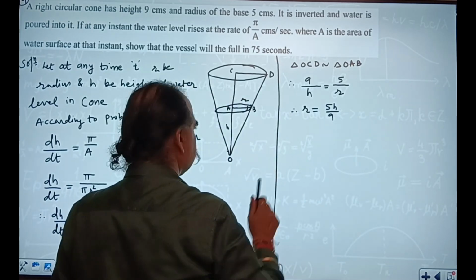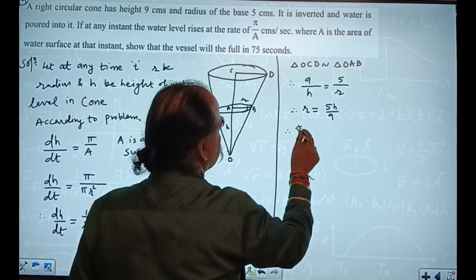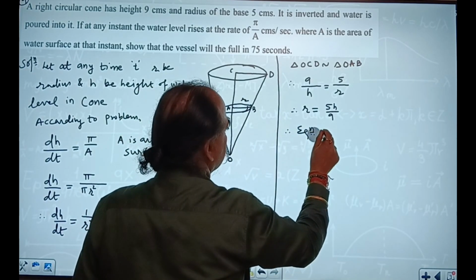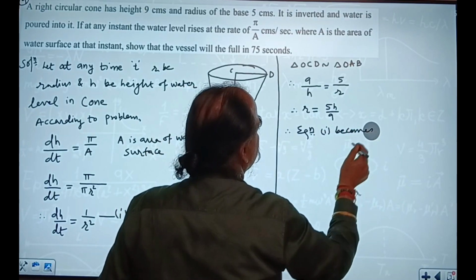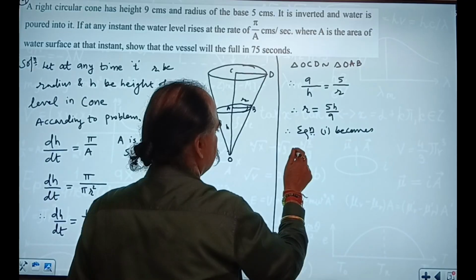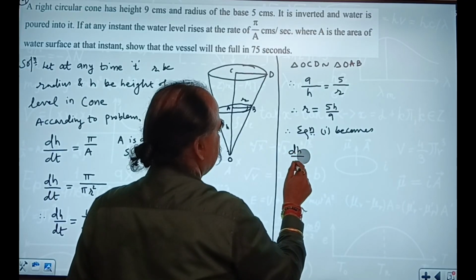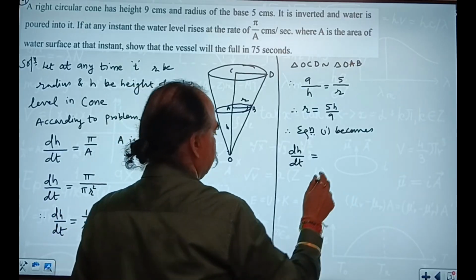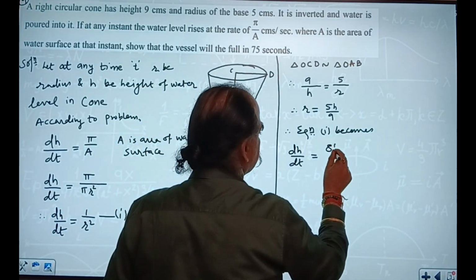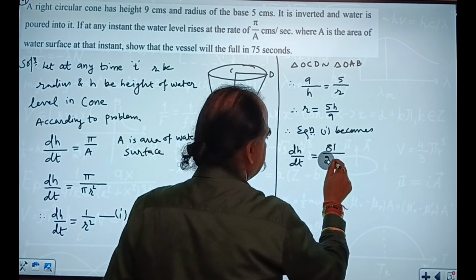Therefore, equation 1 becomes dh by dt is equal to 81 by 25 h square.